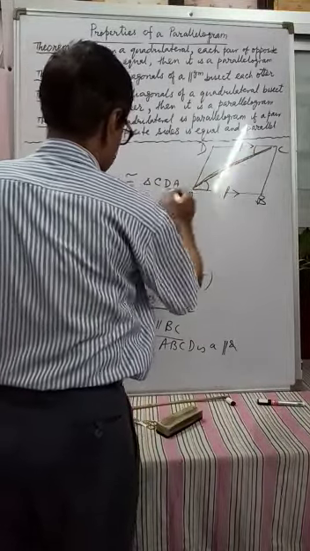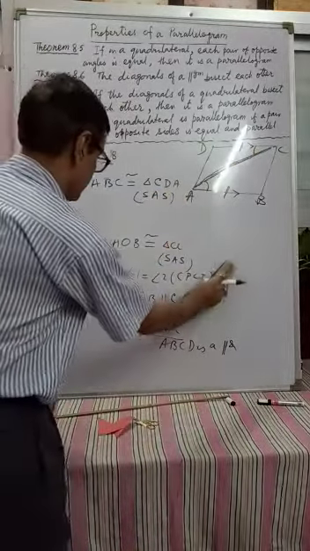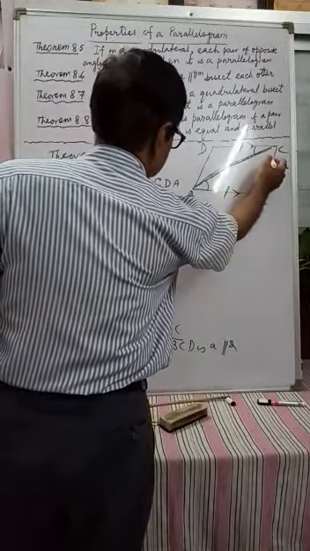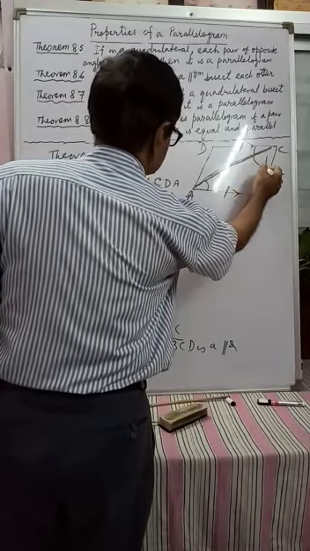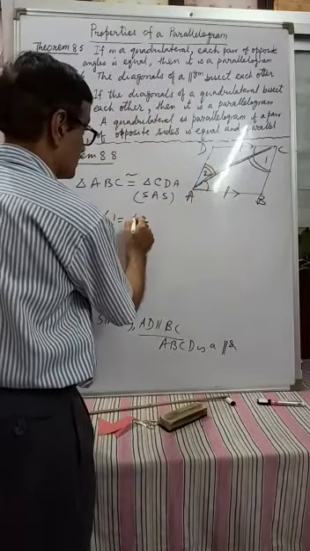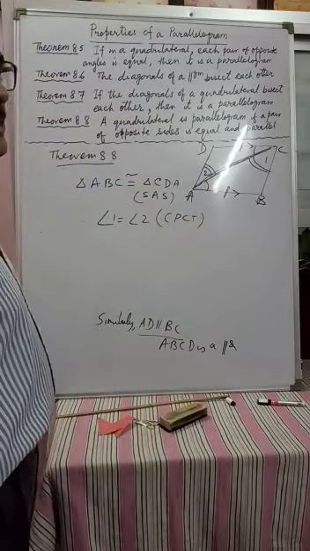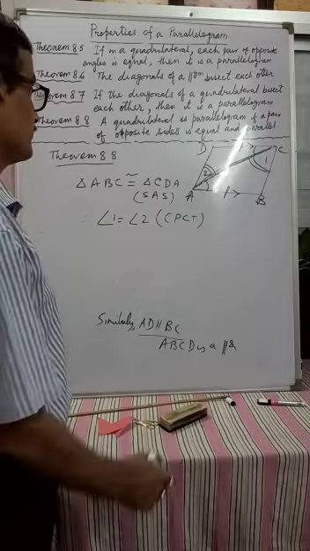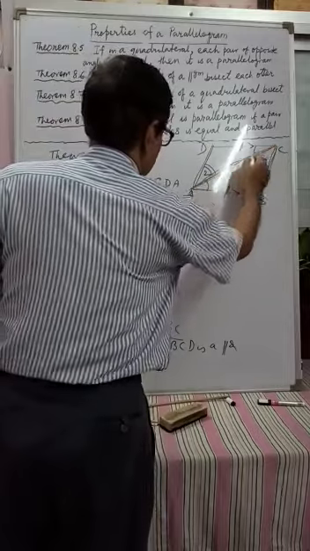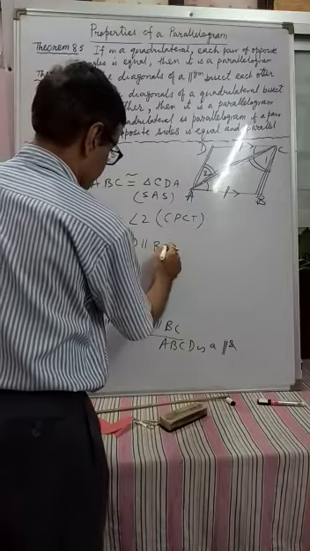And when they are congruent, by CPCT we can say, suppose this angle is angle 1 and this angle is angle 2, so angle 1 is equal to angle 2 by CPCT, and these two angles are alternate interior angles, formed when AD and BC, these two lines, are intersected by AC. That means we can say AD is parallel to BC.